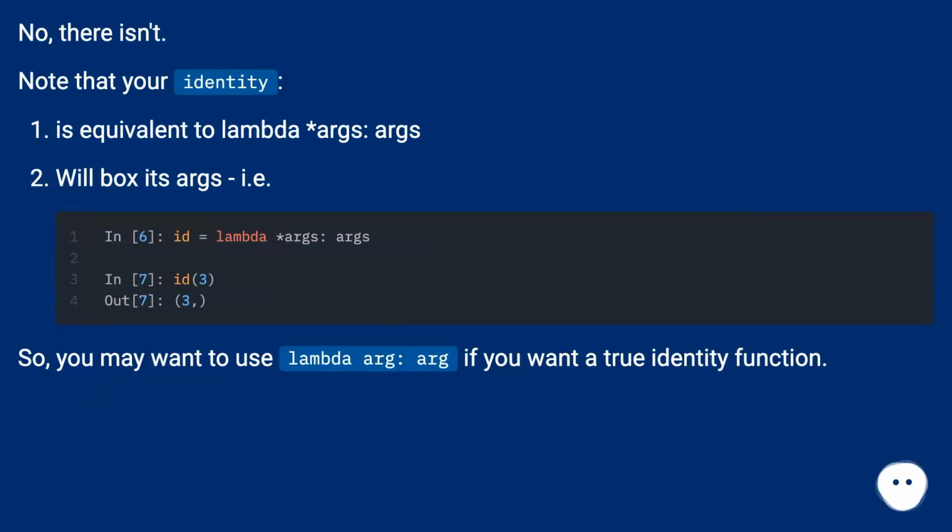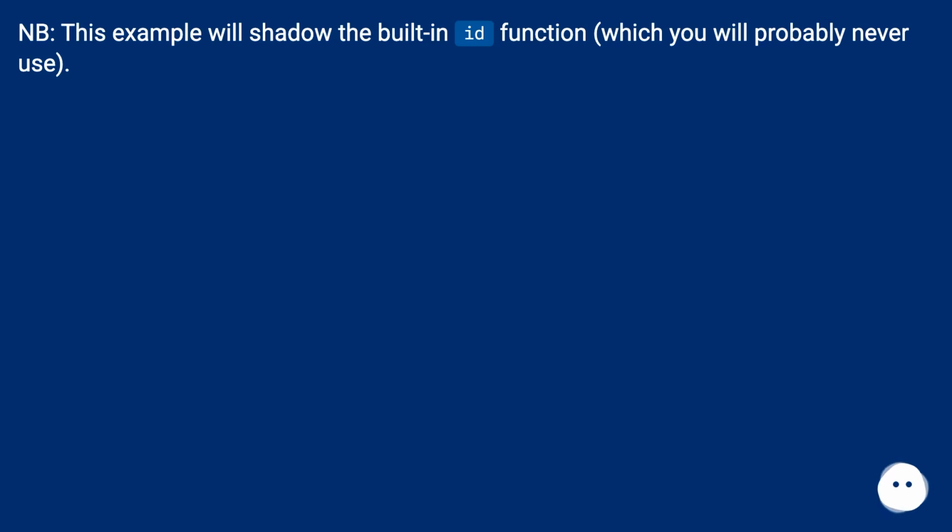No, there isn't. Note that your identity is equivalent to lambda *args: args, which will box its args, i.e. as shown here. So, you may want to use lambda arg: arg if you want a true identity function. Also, this example will shadow the built-in id function, which you will probably never use.